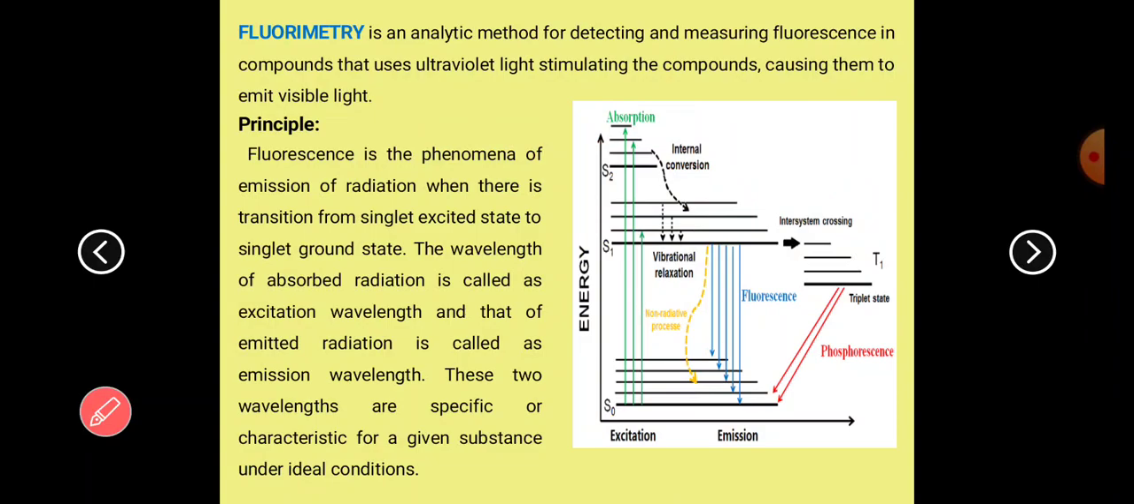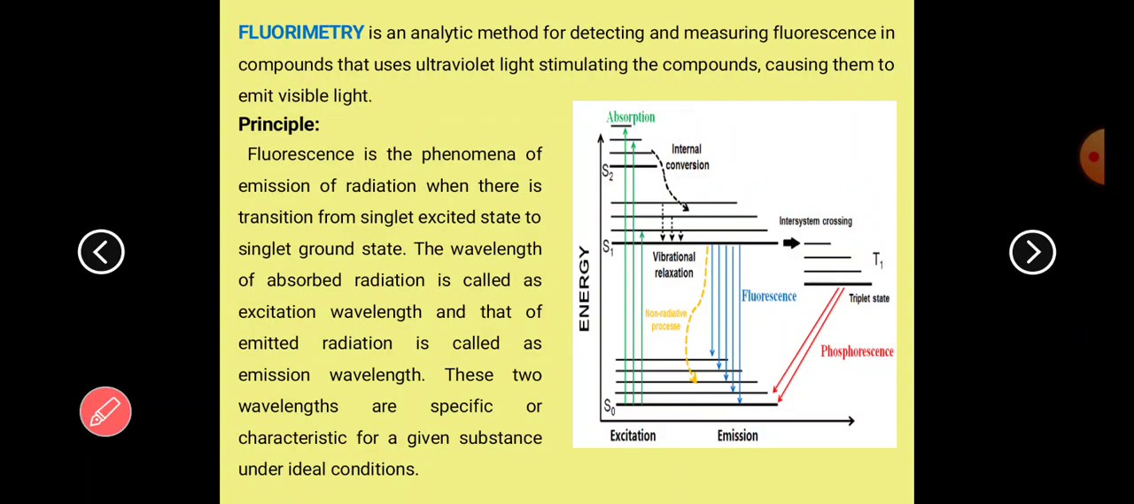What do you mean by fluorimetry? Fluorimetry is an analytical method for detecting and measuring fluorescent compounds. The fluorescent compounds use ultraviolet light stimulating the compounds, causing them to emit visible light.